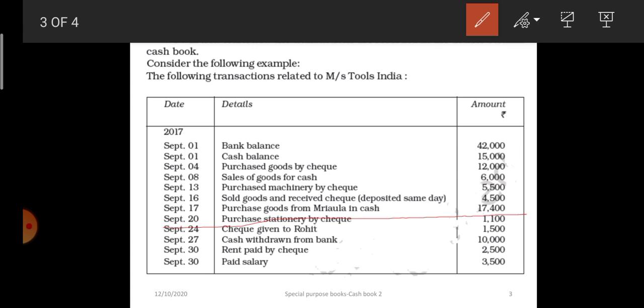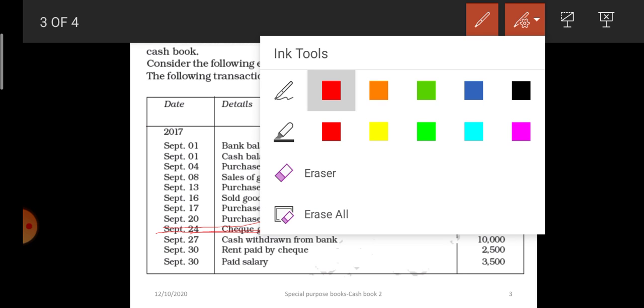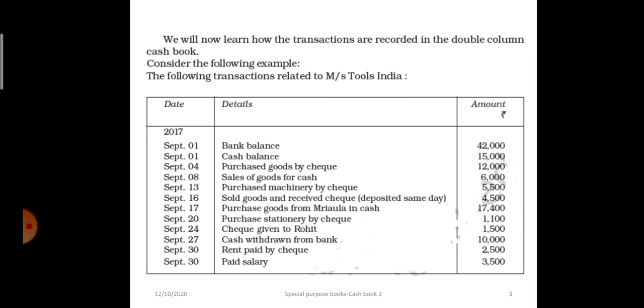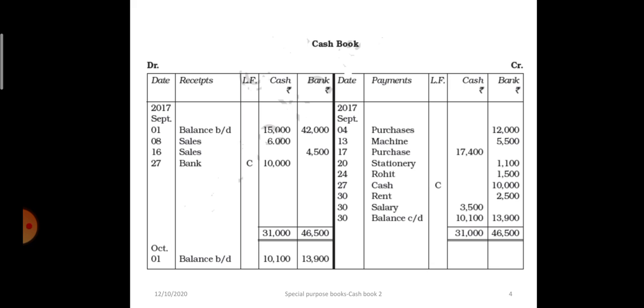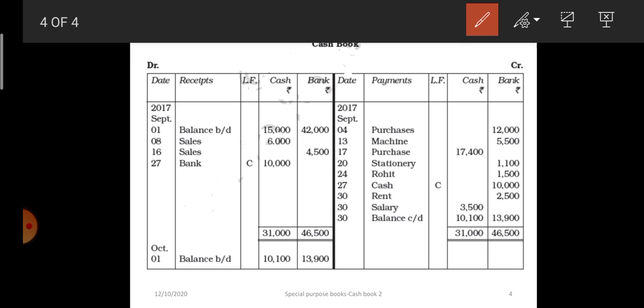Now let's take another transaction. September 24, check given to Rohit, 1,500 rupees. Payment is done, so By Rohit 1,500 rupees.